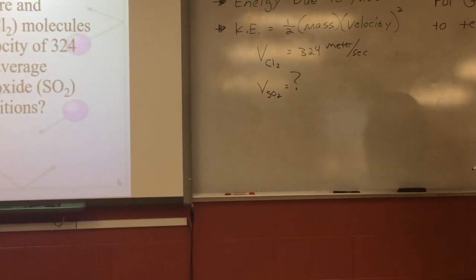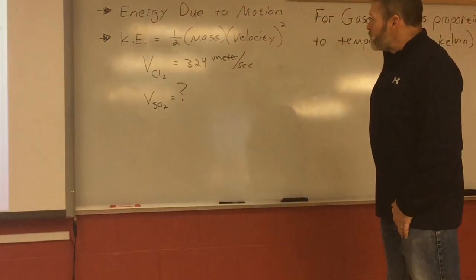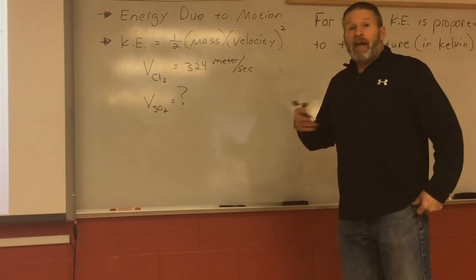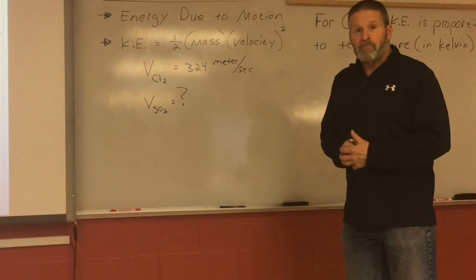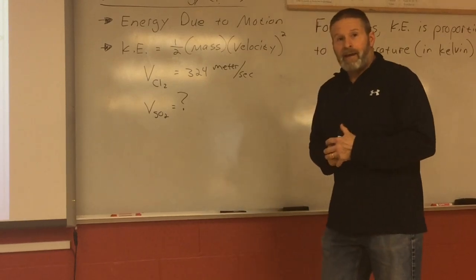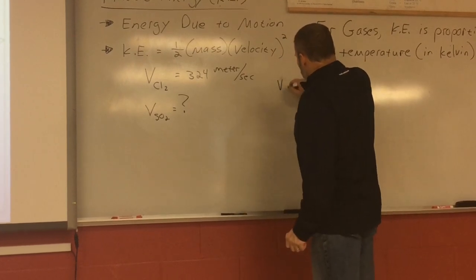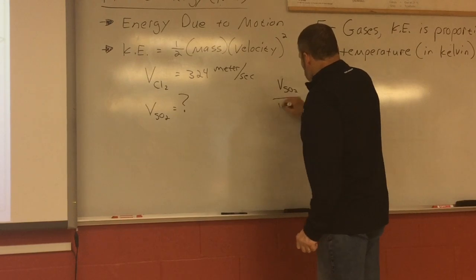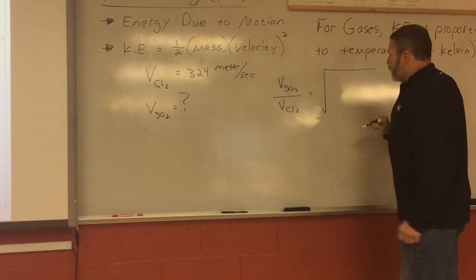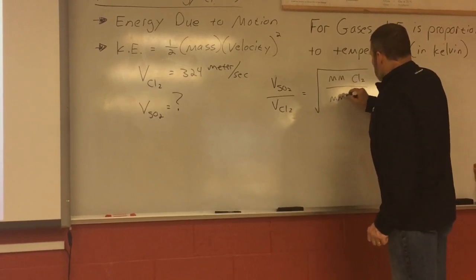All right, so we know the velocity of our chlorine. We're curious about the velocity of the SO2. I'm pretty sure we'll be able to get the molar mass of those two gases fairly easily. Now, in the Graham's law equation, you have to decide which gas you'd like to be gas A or gas B, and it really makes no difference at all. I'm going to let SO2 be gas A because that's what I'm looking for here. So in my Graham's law equation, I'm going to have the velocity of SO2 over the velocity of Cl2 equals the square root of the molar mass of Cl2 over the molar mass of SO2.